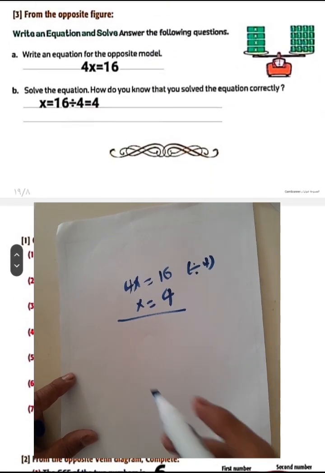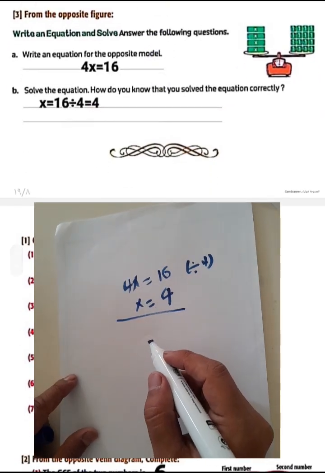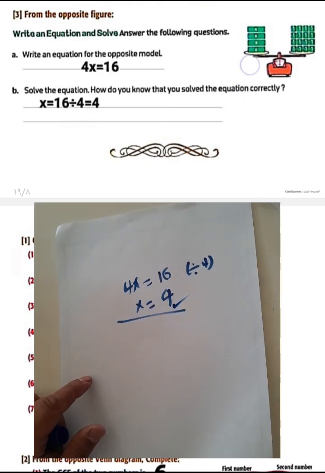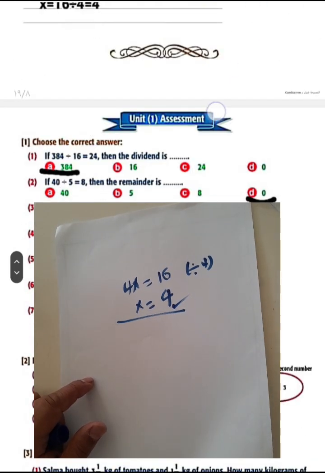Question letter B, solve the equation. How do you know that you solved it? Then x will be equal to 4, the solution of this equation. Okay.